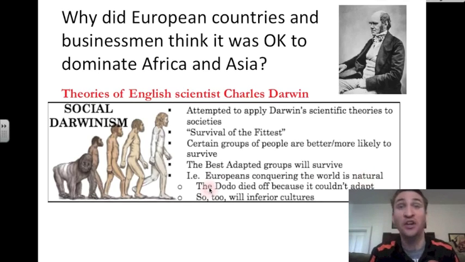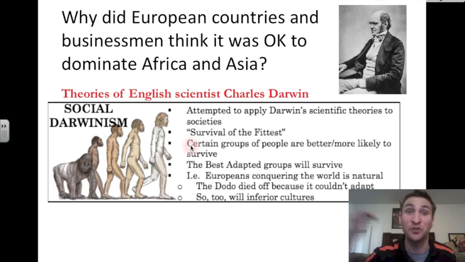The dodo bird died off and became extinct because it couldn't adapt. And so too will people. So too will inferior cultures. The Europeans thought of themselves as the superior culture that would survive. That was a part of the mindset of these European countries and leaders coming in and dominating. That's how they were able to sleep well at night, thinking they were superior.